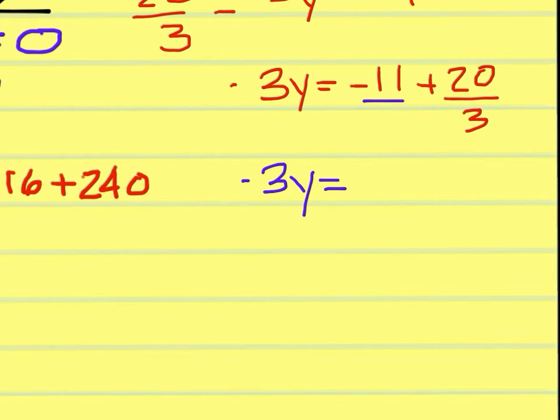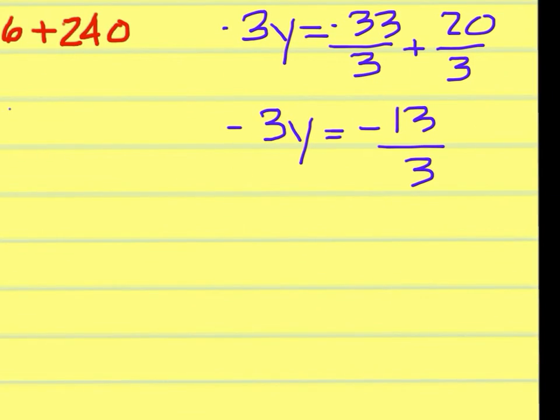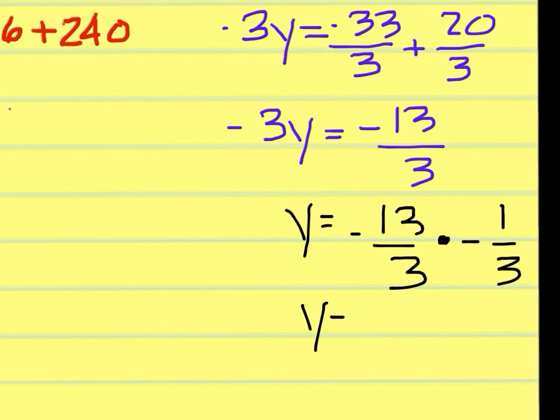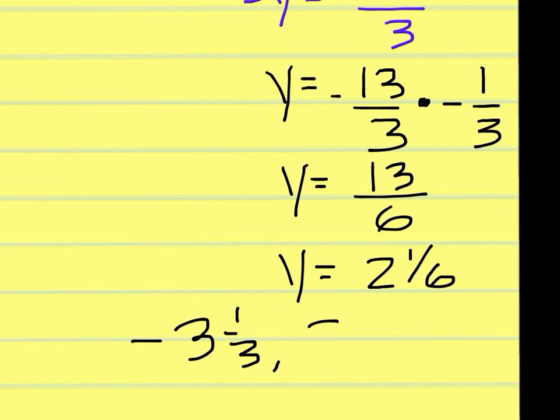You need a common denominator of 3. If I have a 3 here, this one's not going to change, but I multiply the negative 11 by 3 to get a negative 33. Negative 33 plus 20 is a negative 13. And now we're going to have to divide this negative 13 over 3 by negative 3, which is the same thing as multiplying by a negative third. So positive 13 over 6 is the same thing as having 2 and 1/6. So we put in a negative 10 thirds, which is the same as a negative 3 and 1/3, and came back with 2 and 1/6.